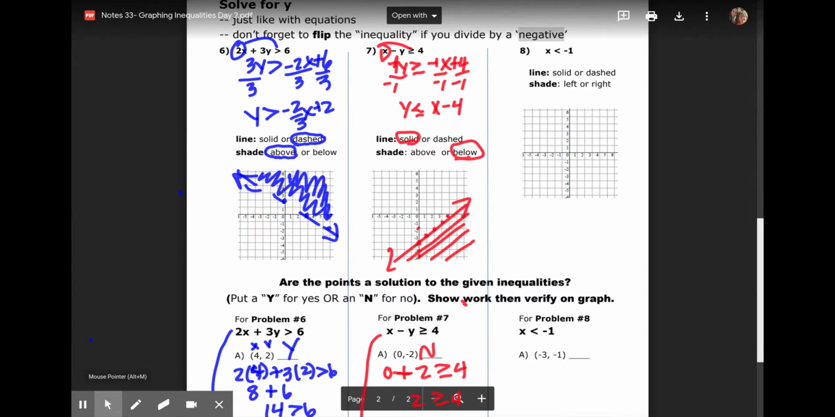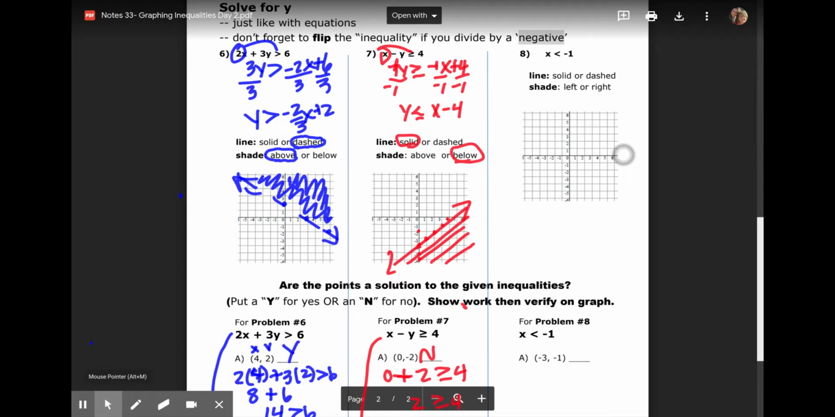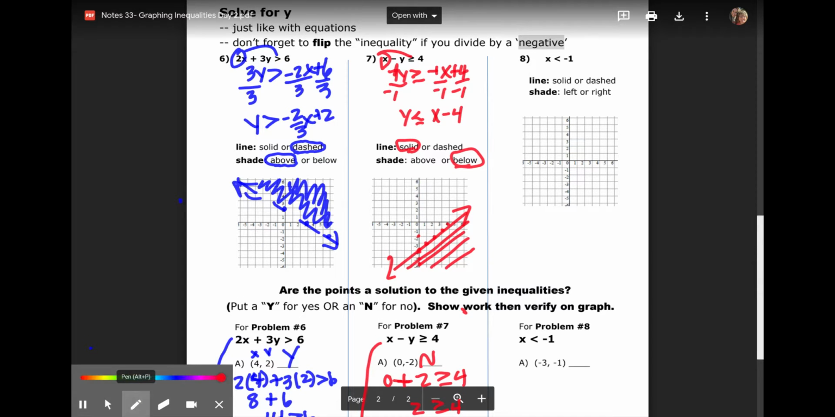This one is x is less than negative 1. So if it's x, it's going to go through the x-axis. This is your x-axis. It is going to be dashed because it doesn't have an equal sign. So let's go ahead and get that drawn, and then I'll let you see what we're talking about here. So less than, so this is going to be a dashed line, less than negative 1.